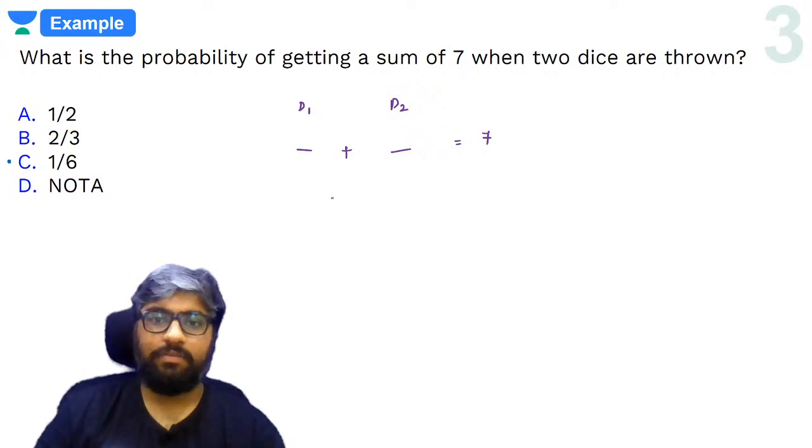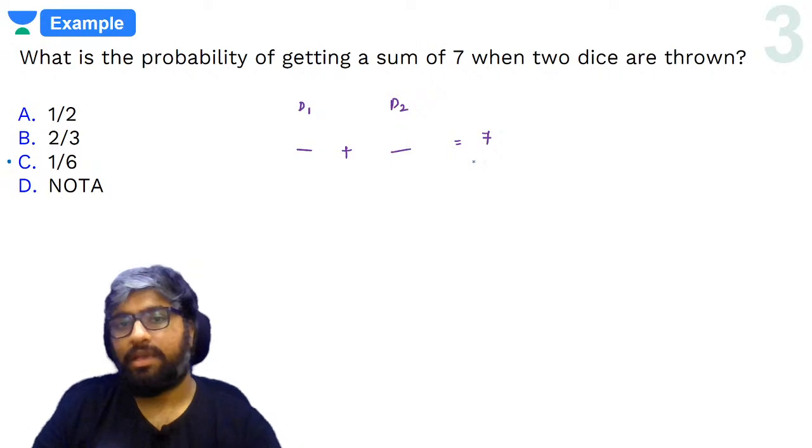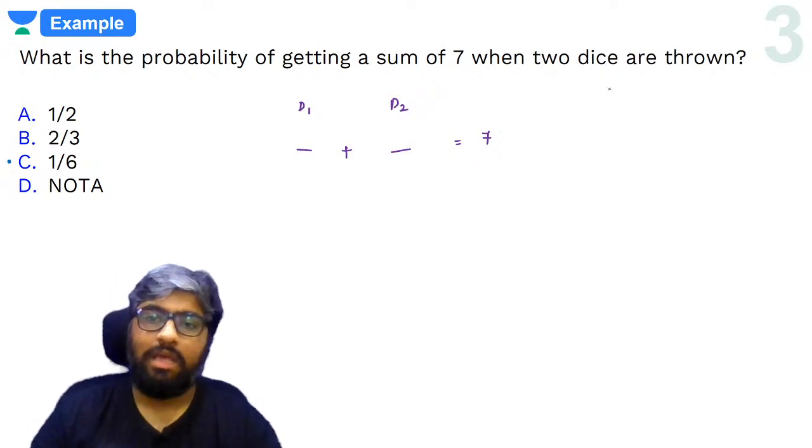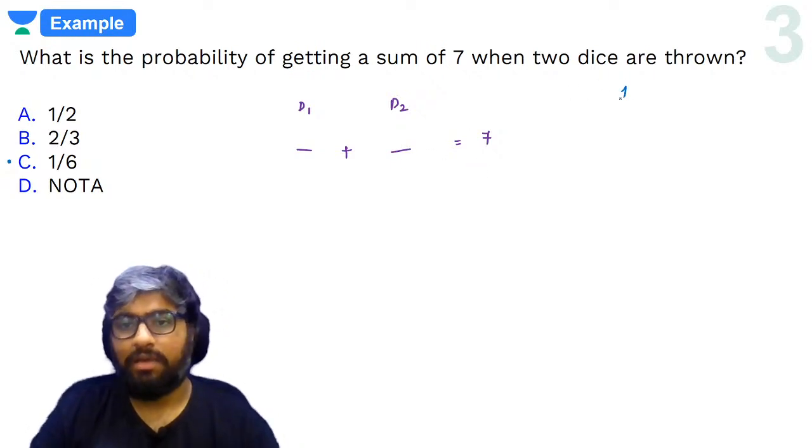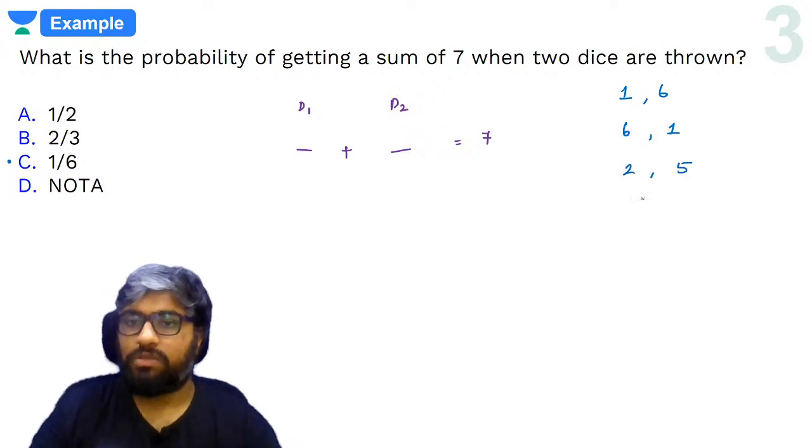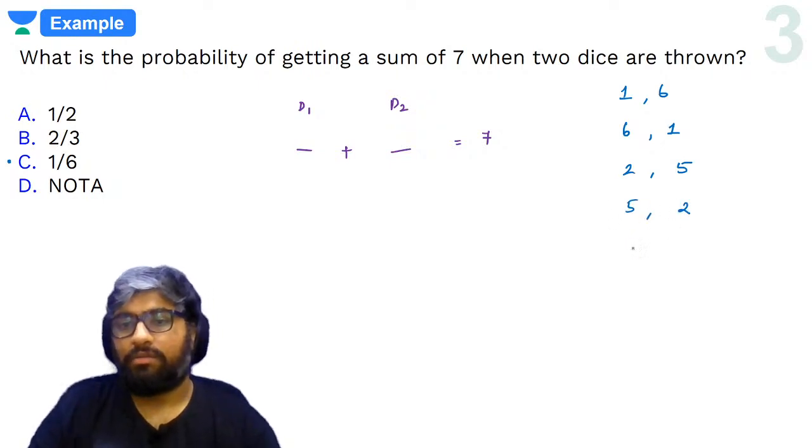Alright, so what happens here? We need the sum to be 7. Yes, we need the sum to be 7. I know that 7 will come when I have 1 and 6 on each of the dice, or the reverse of it, 6 and 1. How about 2 and 5? Also works. 5 and 2 checks out. 3 and 4 works. 4 and 3 works. Is there anything else? No.